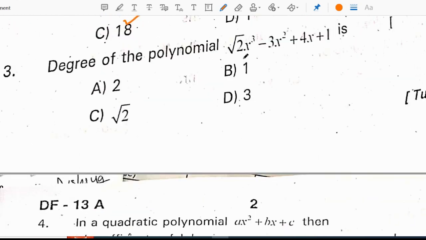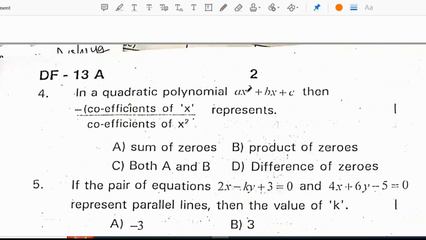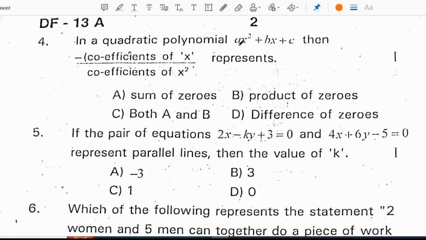Degree of the polynomial root 2 x cube minus 3x square plus 4x plus 1 is 3. Degree means highest power. Highest power in the given polynomial is 3. So degree of the polynomial is 3. In a quadratic polynomial ax square plus bx plus c, minus coefficient of x by coefficient of x square represents sum of zeros. Coefficient of x means b, coefficient of x square is a, minus b by a is formula for sum of zeros.